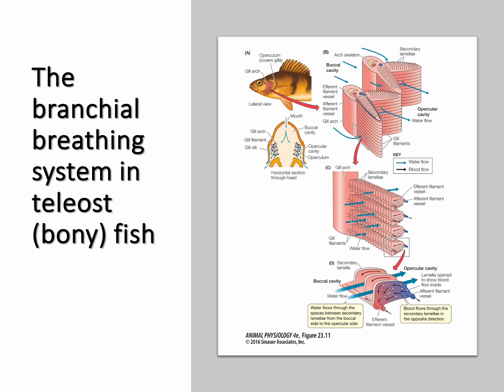Okay, we're going to look at the example of teleost or bony fish, right? The branchial breathing system in these fish happens through these gill slits, right? And what do you notice? You notice that the water flows in one direction. But if you zoom into the figure here, you should notice that right here, the blood flows in the opposite direction. So what type of breathing would that be?